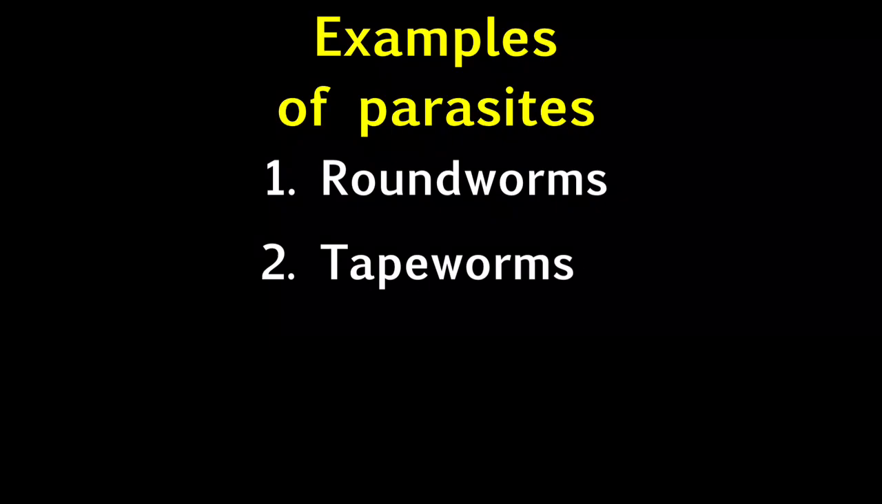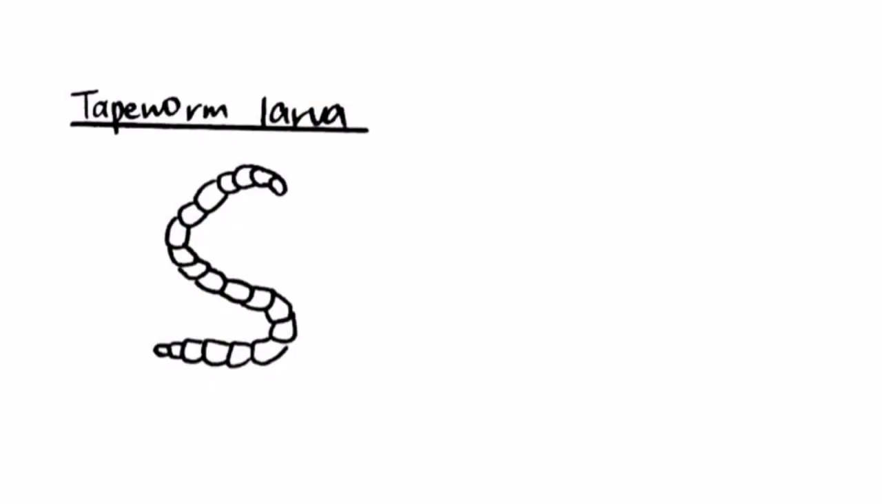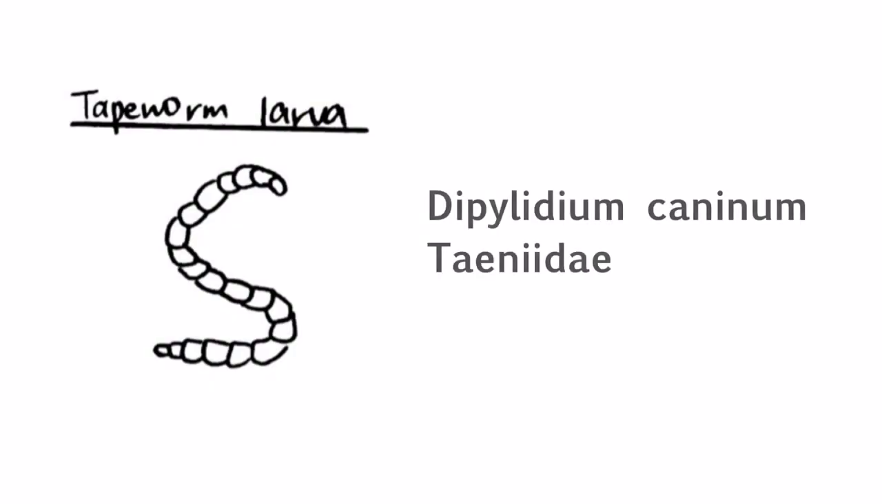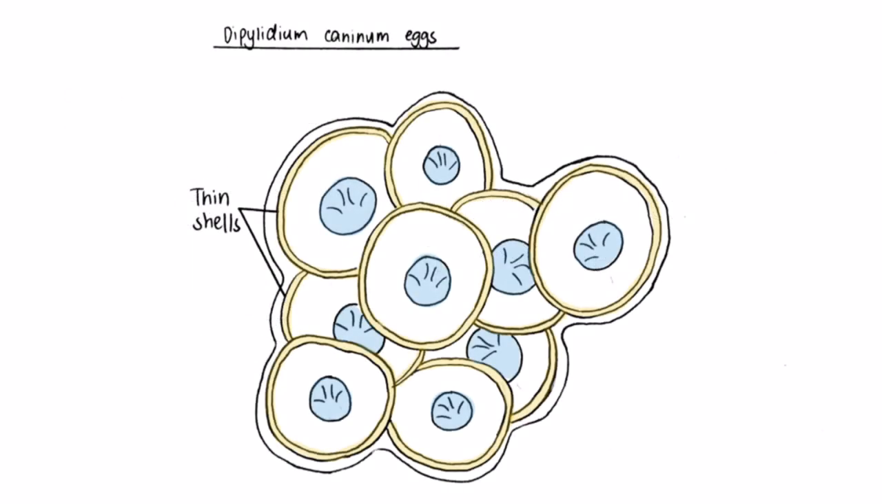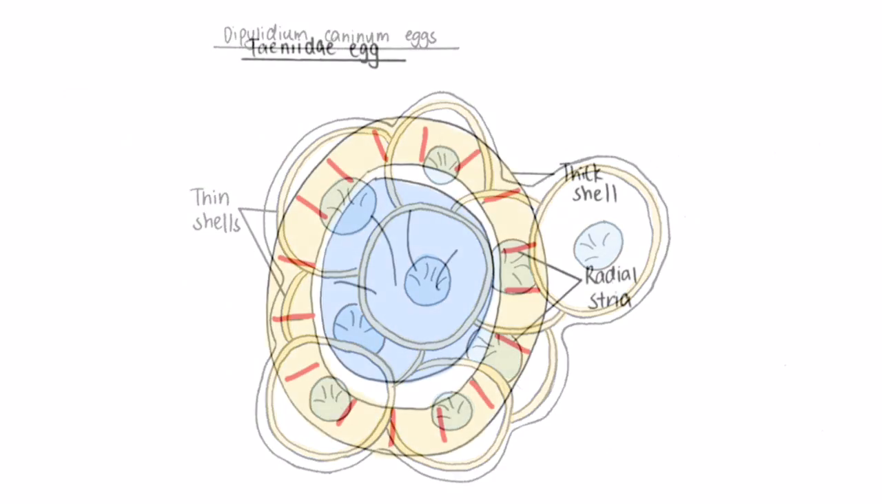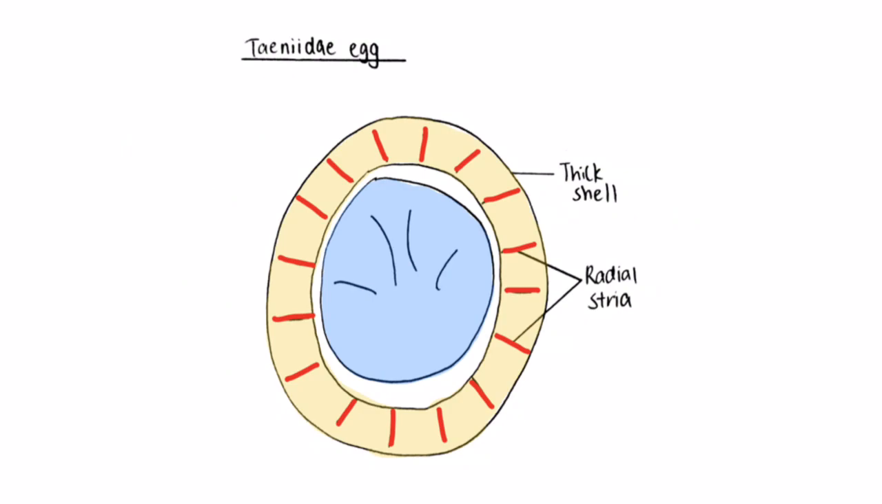Secondly, for tapeworms, this is the structure of its larva. The two common kinds are Dipylidium caninum and Taeniidae, which can be both found in cats and dogs. The eggs of Dipylidium caninum are small and spherical with thin side walls and are usually clustered together in groups of 20. On the other hand, the eggs of Taeniidae are spherical with thick side walls that contain radial striae.